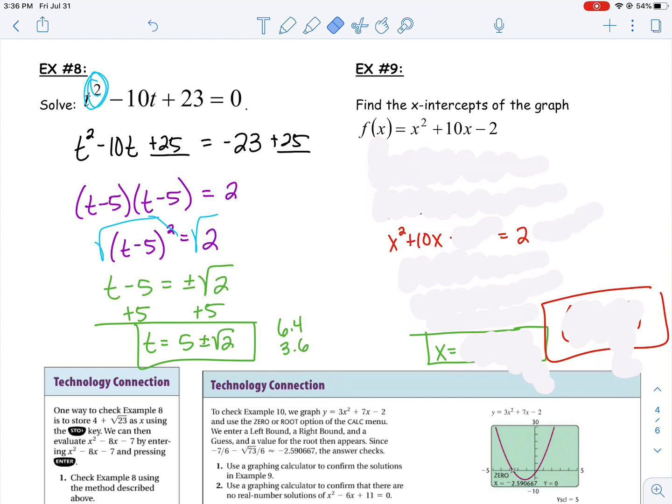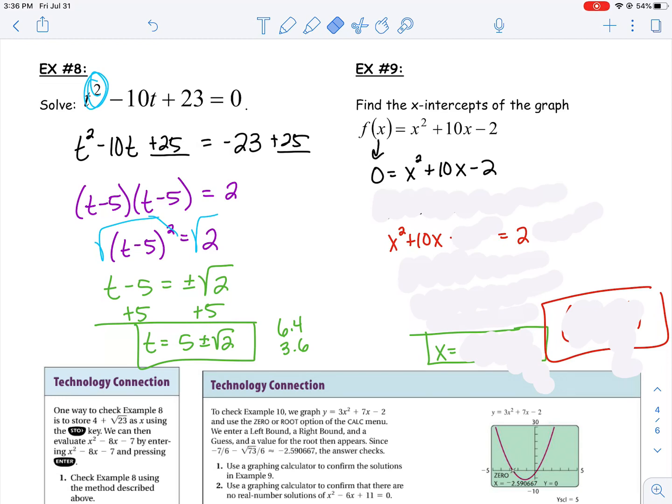Now remember, we talked about this at the beginning of the section, how to find the x-intercepts. We also talked about this when we were graphing. Well, we can actually find the x-intercepts of any graph by plugging in 0 for y, or in this case, f of x. So I can figure out where this quadratic equation equals 0.